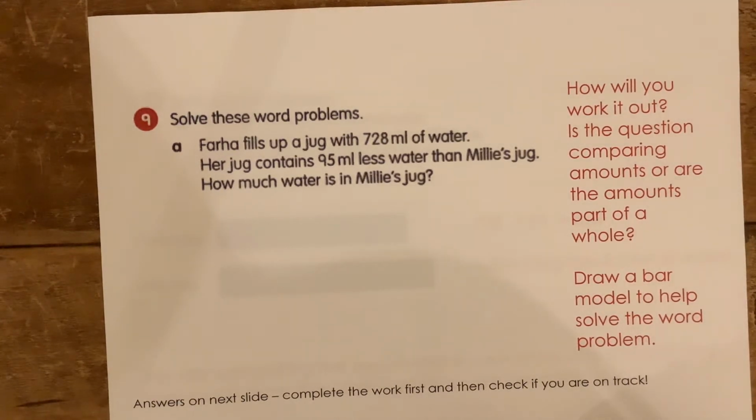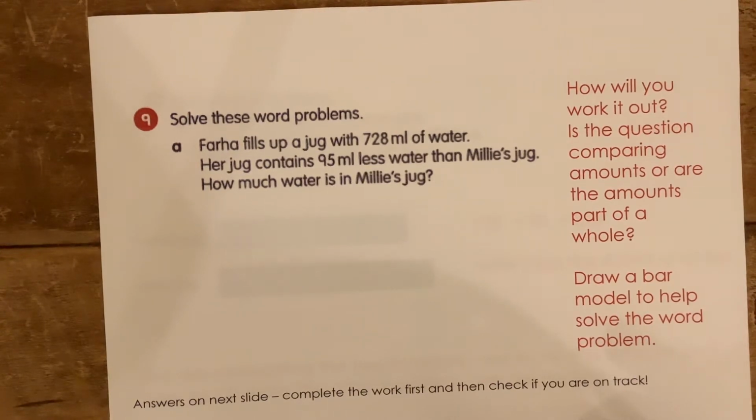And the next example. Farah fills up a jug with 728 millilitres of water. Her jug contains 95 millilitres less water than Millie's jug. How much water is in Millie's jug? So how are you going to work this out? Is this question comparing amounts, or are the amounts part of a whole?